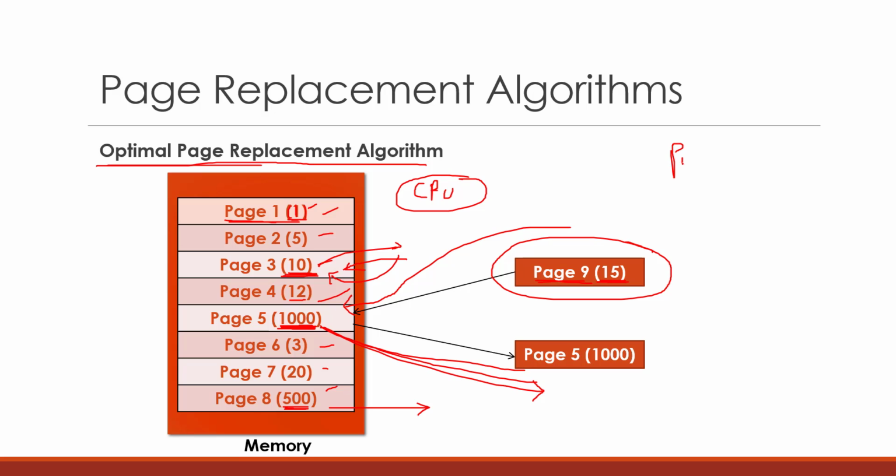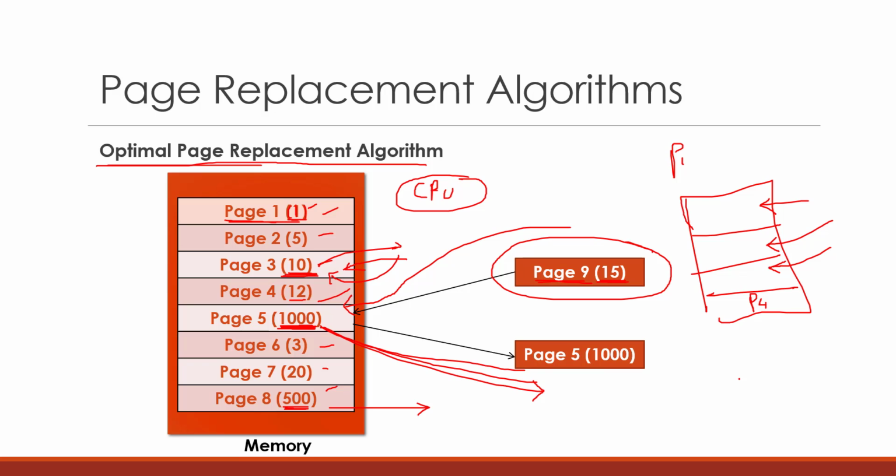So for example, if process 1 has 3 pages, then we need to know after how many instructions, for example, this page 4 is going to be required, right? For one process we can know that, because if this process has 100 instructions, and each page has 25 instructions, we know that this page is going to be required after 75 instructions, right?